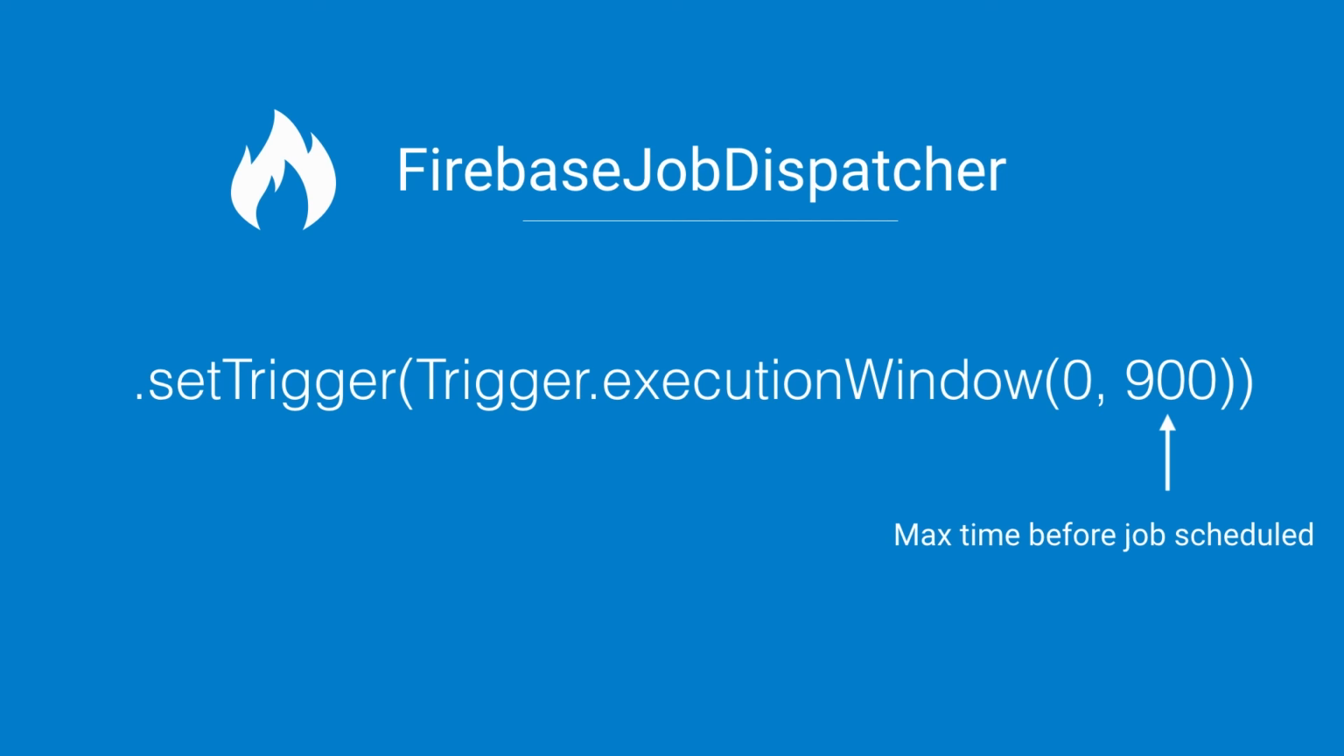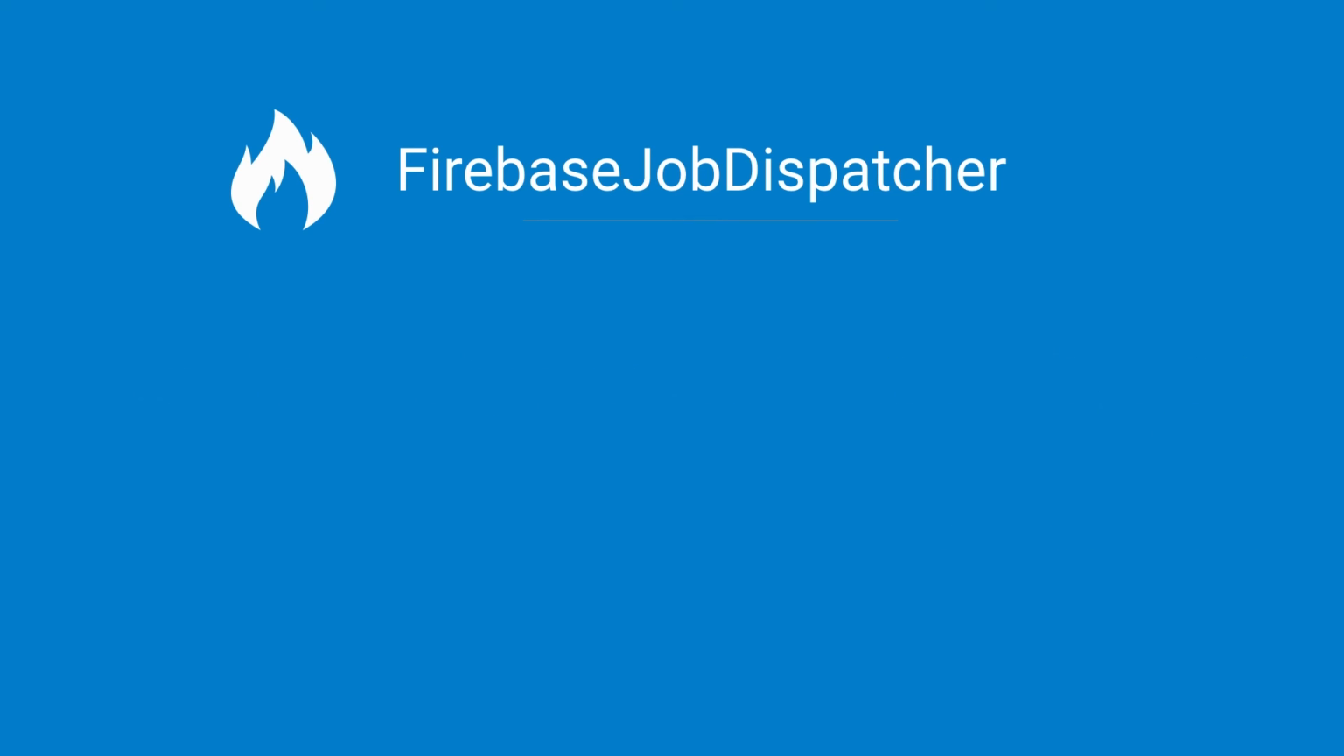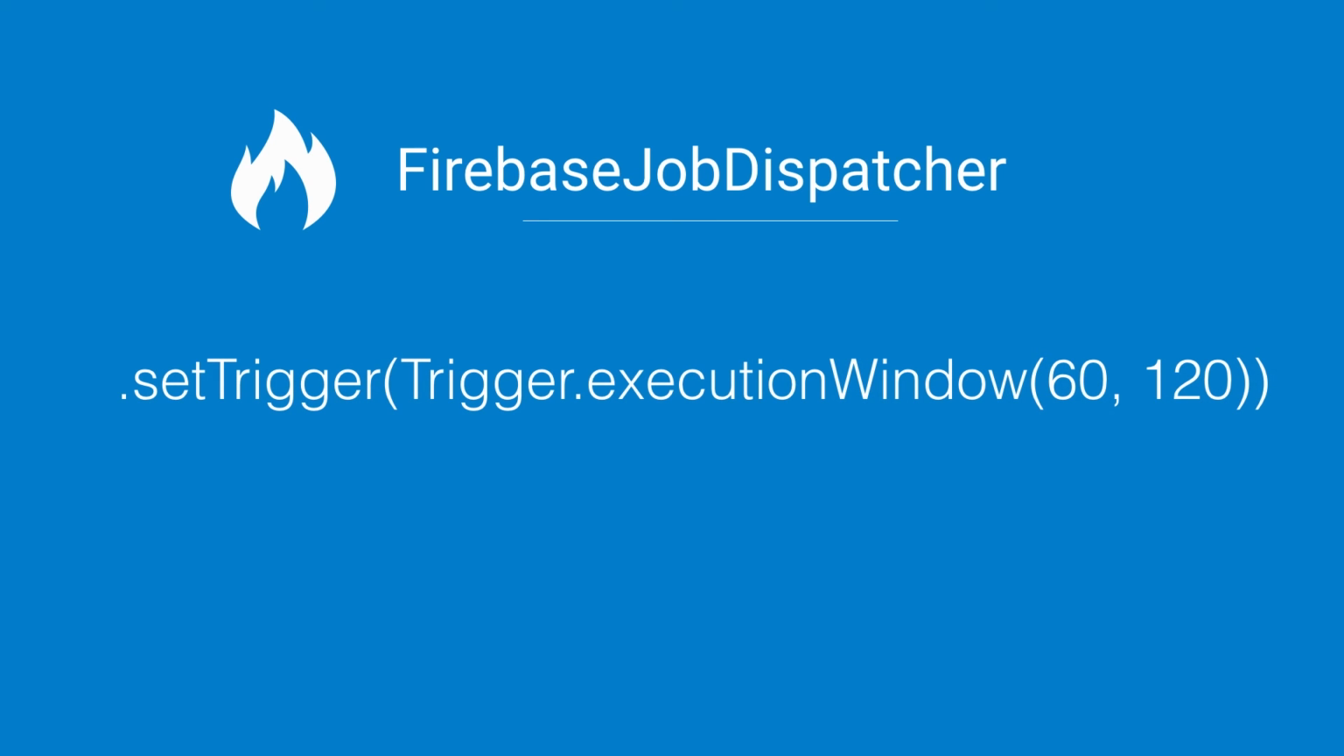Other constraints could be things like, the device is currently plugged in. So if you put 60 and 120 as these parameters, the job service would execute somewhere between 60 seconds and 120 seconds after it's scheduled.